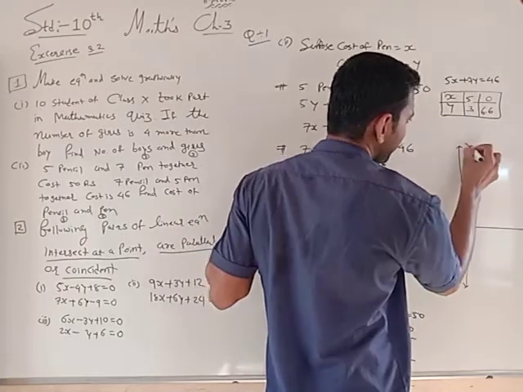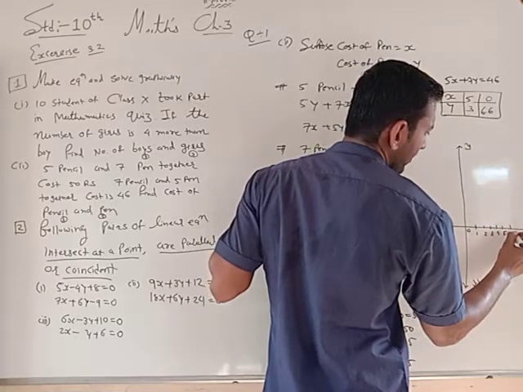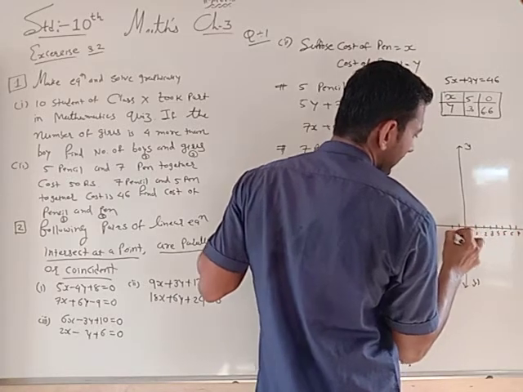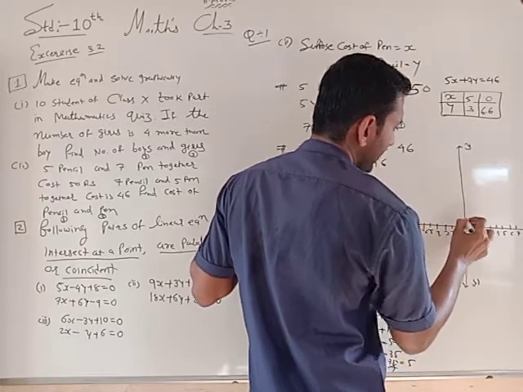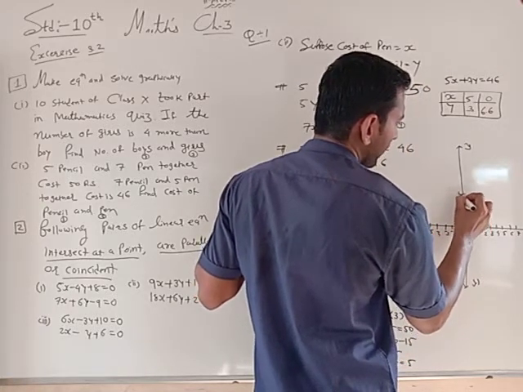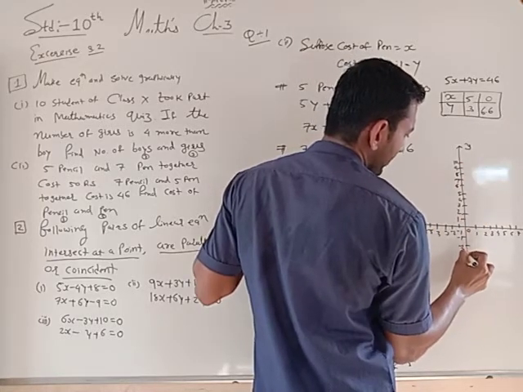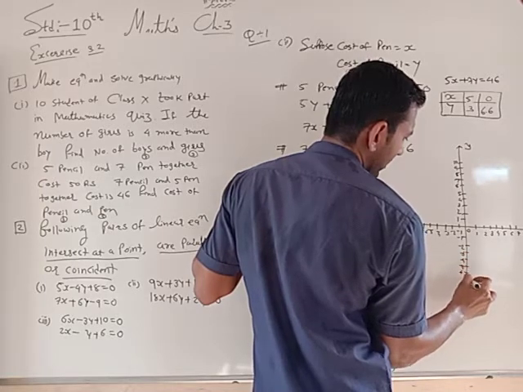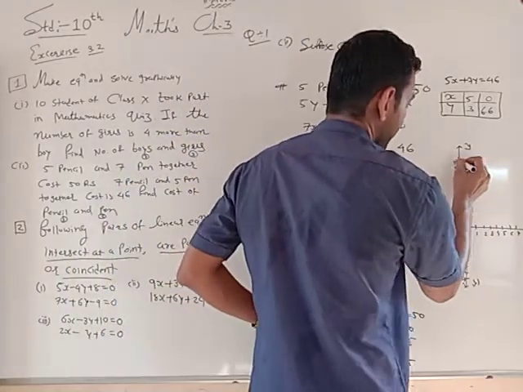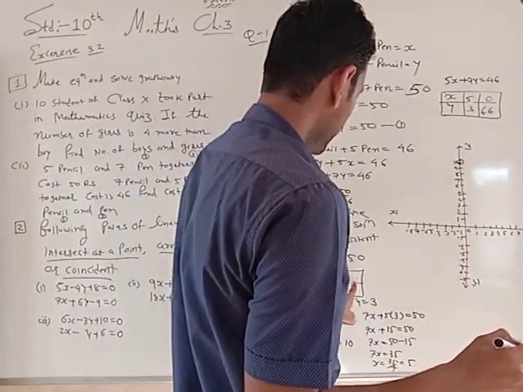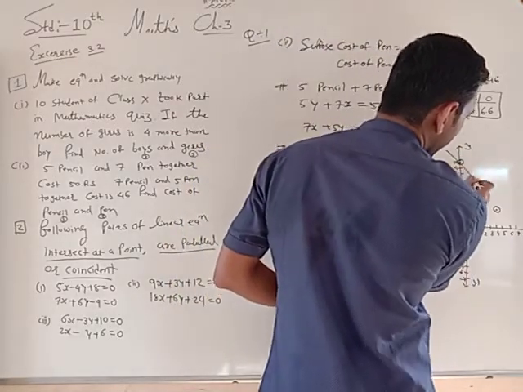On the graph, the x axis is 0 1 2 3 4 5 6 7 8, and minus 1 minus 2 up to minus 8; the y axis is 1 to 10, and minus 1 up to minus 7. Okay, 0 and 10: x is 0, y is 10. x is 5, y is 3. So my first equation is ready.